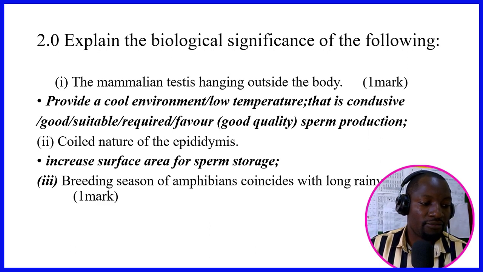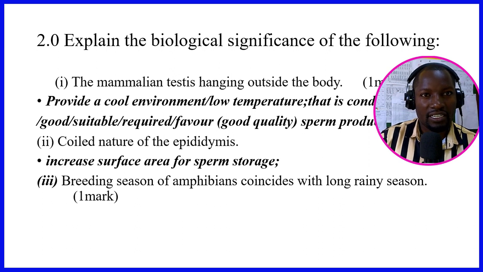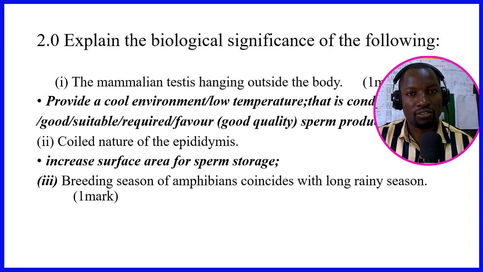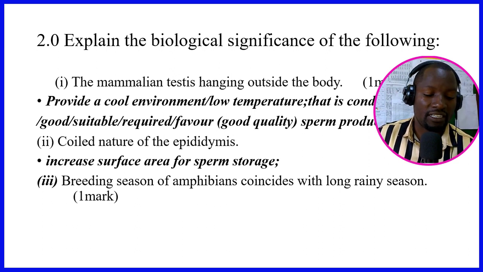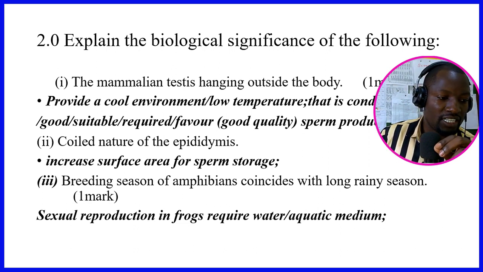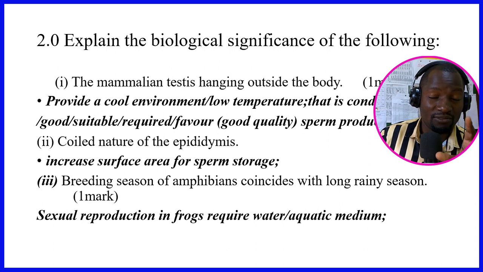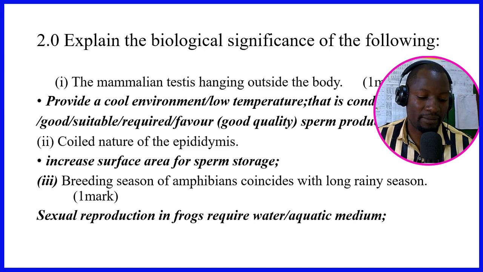Then, the breeding season of amphibians coinciding with the long rainy season. During the long rainy season, majority of amphibians, a good example being the frog, breed. The reason is that sexual reproduction in frogs requires water, and therefore water acts as an aquatic medium.